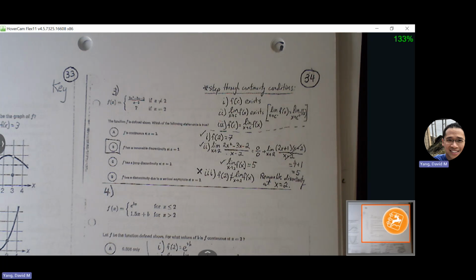Okay, so this is number 30 on page 34. It says, which of the following statements is true? If you have a piecewise function and all your answer choices are dealing with continuity, I like to step through continuity conditions. It gives me a structure, an order for how to move through my problem.